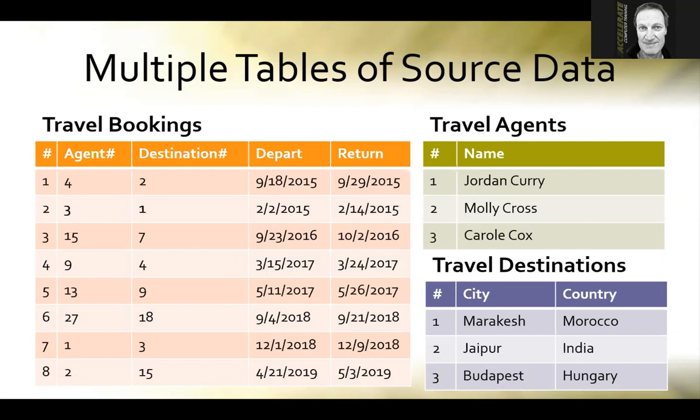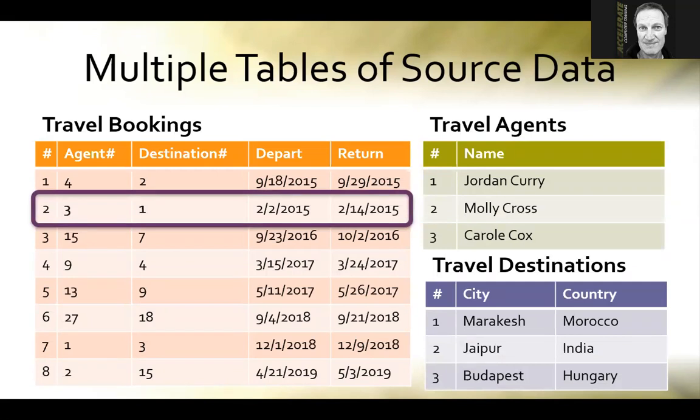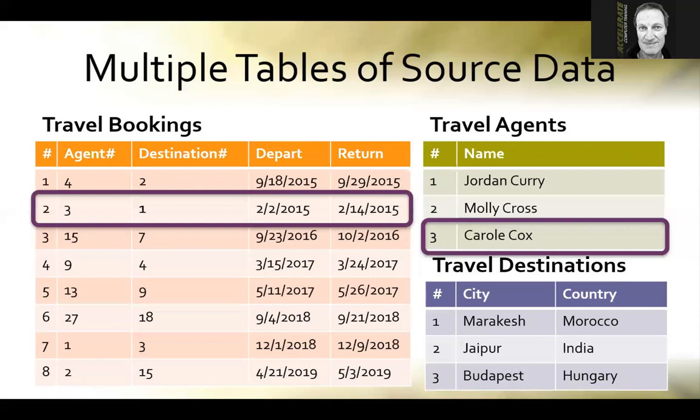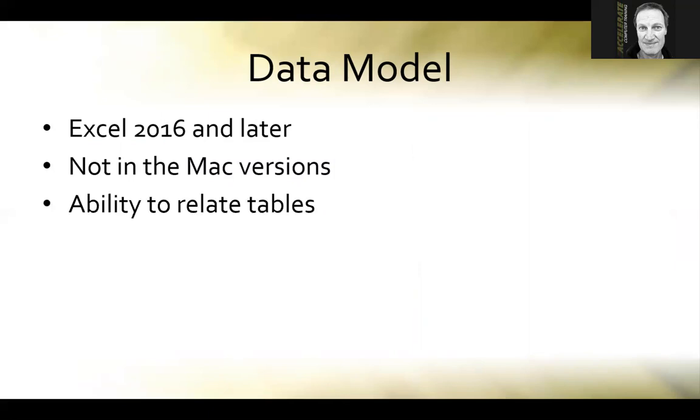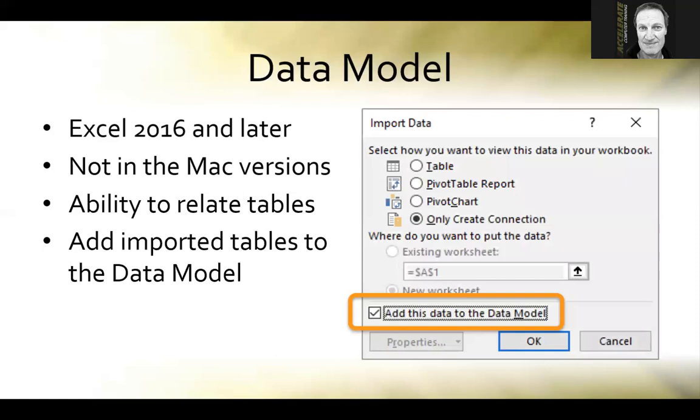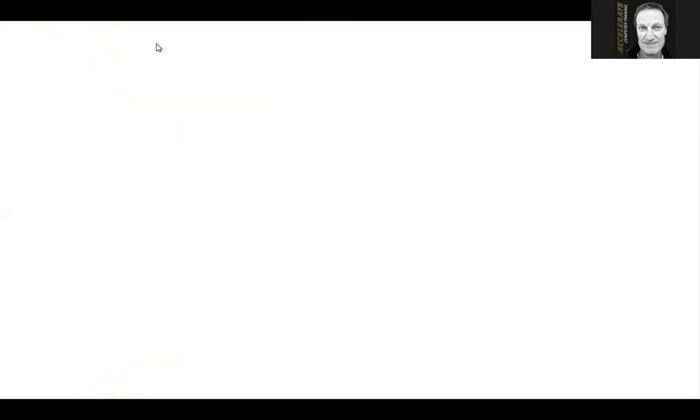Here, for example, we see trip number 2 was booked by agent number 3, Carol Cox, to destination number 1, Marrakesh. Now, that's exactly how databases ought to be built, but if we put agent and destination ID numbers on our pivot table report instead of agent and city names, no one will be able to make any sense of them. The good news is that since Excel 2016, sadly not in the Mac versions, Excel has a data model, a hidden component of every Excel workbook with the ability to create relationships between tables of data. And when you bring in external data, you're given the opportunity to add those tables to the data model. Then, if you define relationships between those tables, you can use fields from all the related tables in your pivot table reports. Let me show you how.